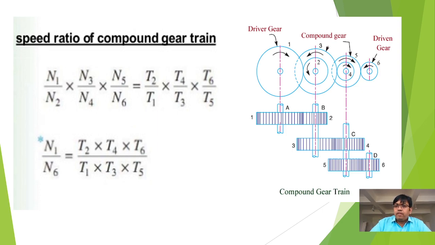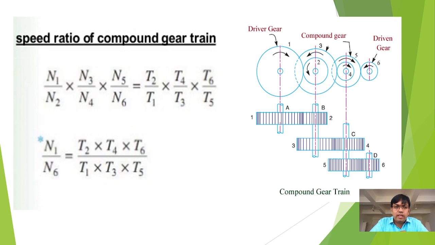Now you see here, in this example, we have 6 gears. Gear 1 is meshed with gear 2. 2 and 3 are compound gears. That means 2 and 3 will be on the same shaft. Therefore, the direction of rotation of 2 and 3 is the same. And 3 is meshed with 4 externally. 4 and 5 are compound gears. And 5 is meshed with 6 externally.